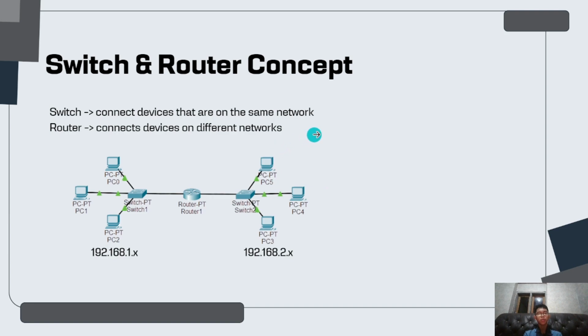Switch and router concept. A switch connects the devices that are on the same network. For example, like this. There are 3 PCs connected to the switch, so they can communicate with each other. And a router connects devices on different networks. So if network 1 wants to communicate with network 2, it needs a router to mediate between the switches so they can communicate.